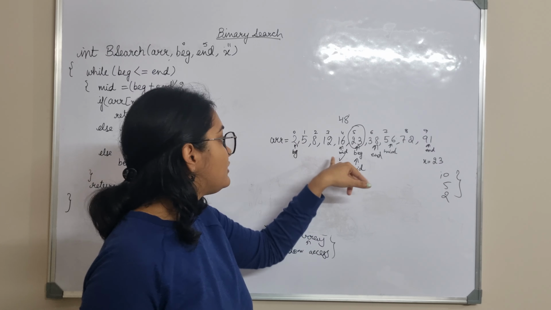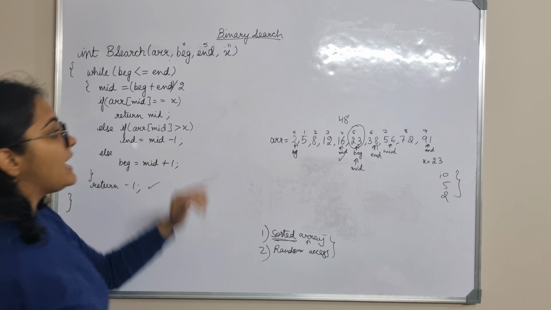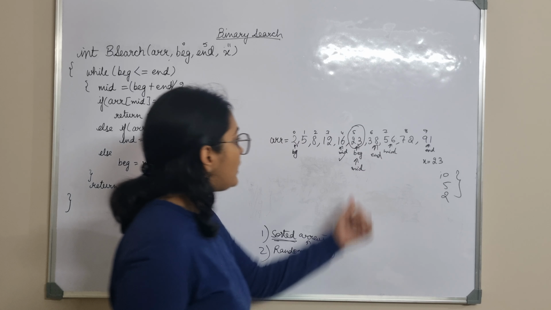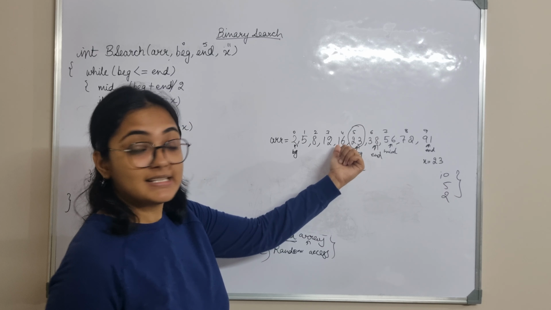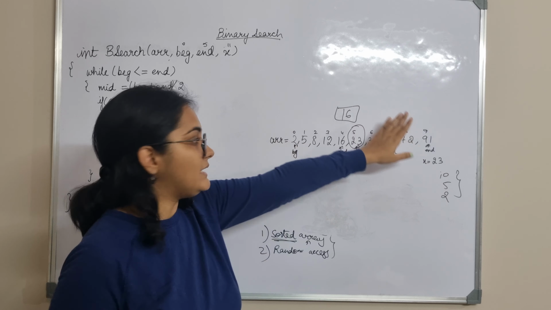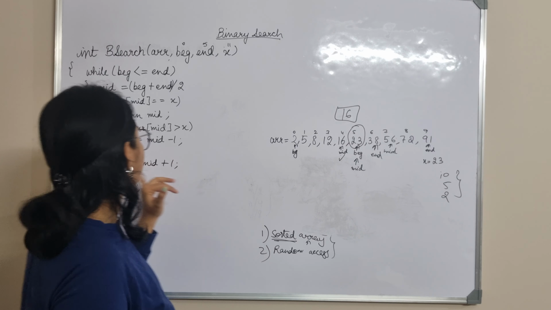So what we did is end is equal to mid minus 1, right? And if this is not the case, like if this is 16, this is less than 23, right? If 16 is in an array and we are looking for 23, where should it be? On the right side. So what we do is beginning is equal to mid plus 1.